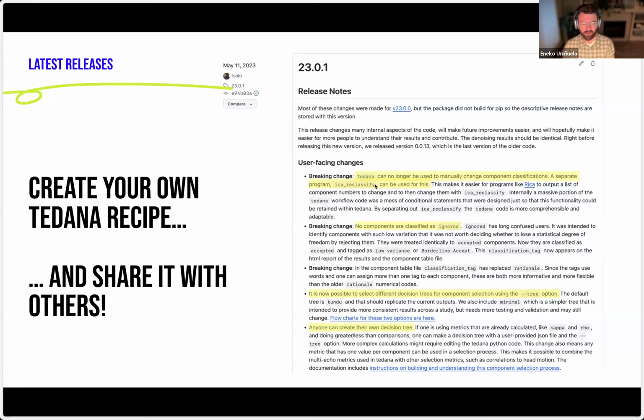And at the same time, if you happen to manually classify components, then we now have to use this ICA reclassify. So if you're using RECA, for instance, this is now the way to reclassify. And finally, there are no more components classified as ignored. It's either accepted or rejected.